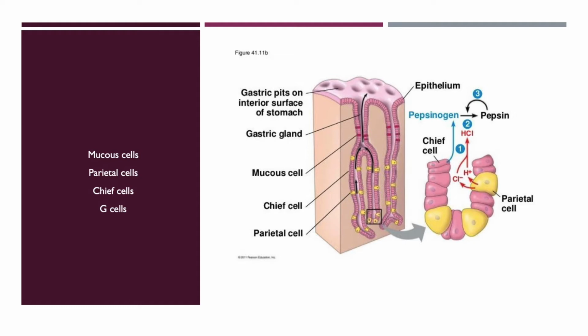Third are chief cells, which secrete pepsinogen, an inactive zymogen, which once secreted is activated by stomach acid into the active protease pepsin, which is largely responsible for the ability of the stomach to initiate digestion of proteins. And fourth are G cells, which secrete the principal gastric hormone gastrin, a peptide that is important in the control of acid secretion and gastric motility.